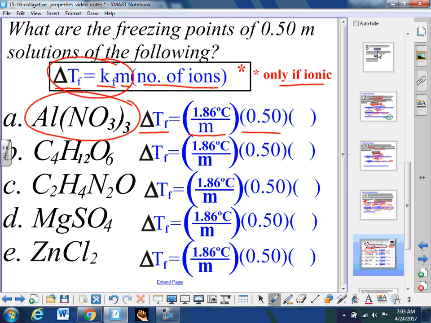Aluminum nitrate has 4 ions, 1 aluminum, 3 nitrates. We'd have to multiply that by 4. This is a molecular compound, so this does not apply. I could either put a 1 there or just ignore it. This is a molecular compound, so again, that does not apply. This is an ionic compound made up of 1 magnesium ion, 1 sulfate ion, so there's 2 ions. I'd have to multiply by 2. Zinc chloride is made up of 3 ions, so I'd have to multiply by 3. Again, watch for ionic compounds. You have to multiply by the number of ions.